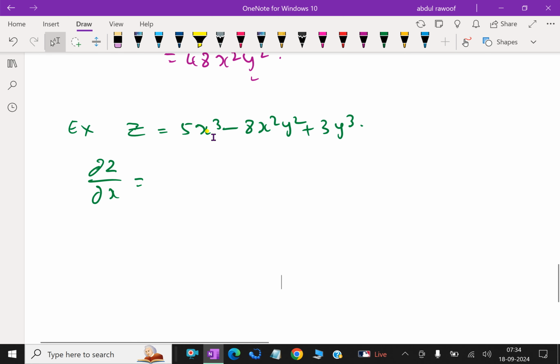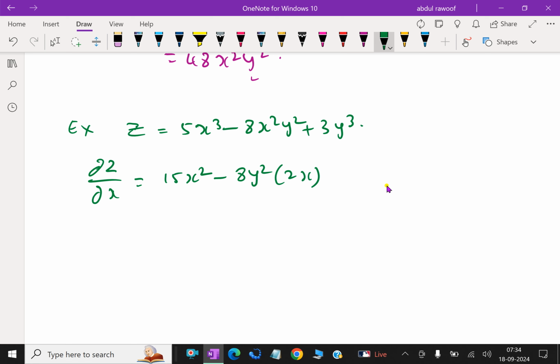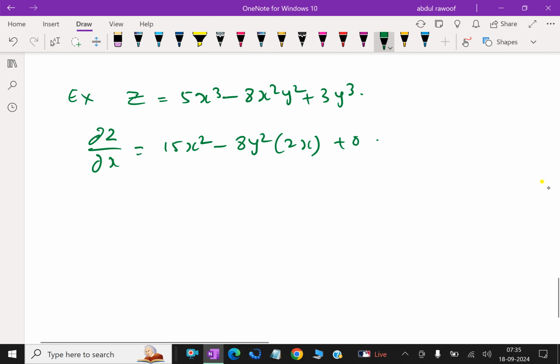Here the function has three terms. Then 5x cube with respect to x, we have to differentiate this, that is 5 into 3 is 15x square. But here y square is a constant, so minus 8y square into 2x, because of the x square derivative. Here 0 because there is no x term. Then finally we have 15x square minus 16xy square.